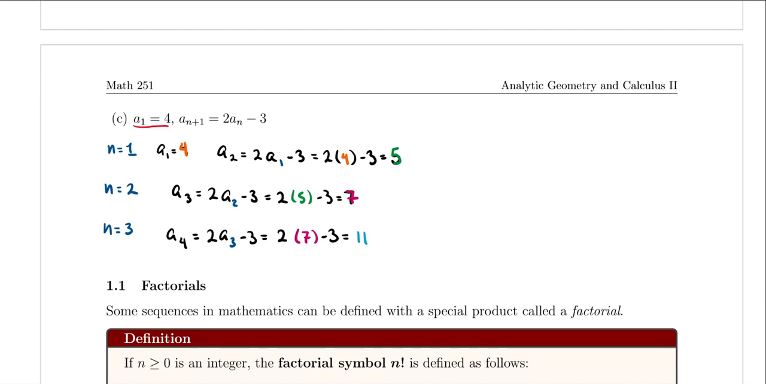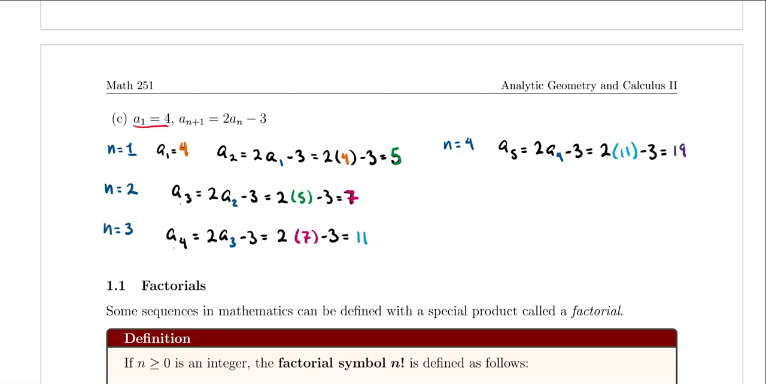Okay, now we have the first term, the second term, the third term, and the fourth term. So now let's figure out the last and final term. I'll let n equal 4, which is going to give us our fifth term. a sub 5 is equal to 2 times a sub 4 minus 3, which gives us 2 times a sub 4, which was 11, take away 3, and that should give us, I believe, a 19.